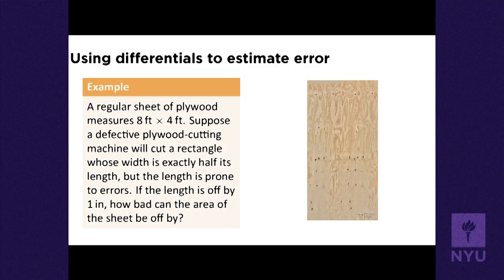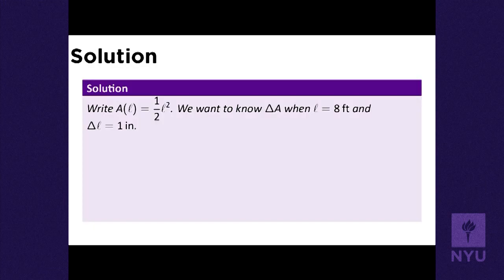If my plywood cutting machine is not calibrated correctly and it makes a rectangle which is too long, how bad can the area be from what it's supposed to be? Okay, so does everyone understand that question? All right, I've been shopping too much at Lowe's. Okay, so here's the idea.